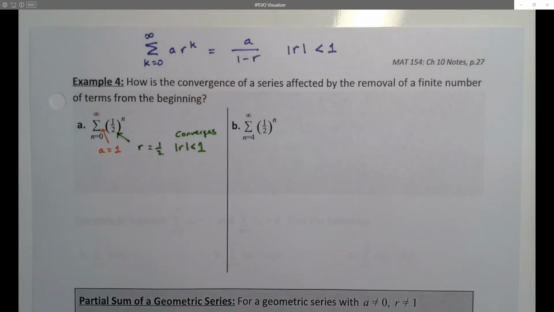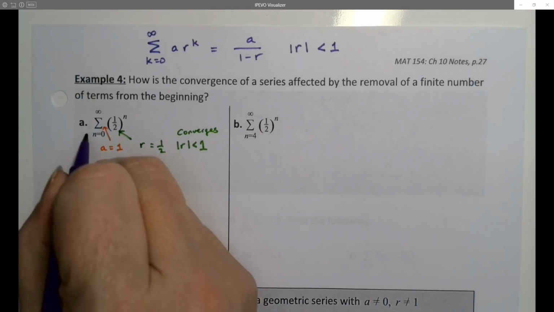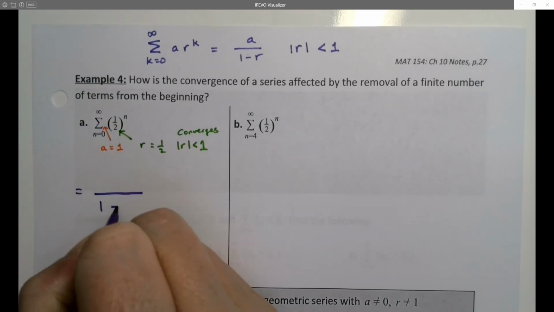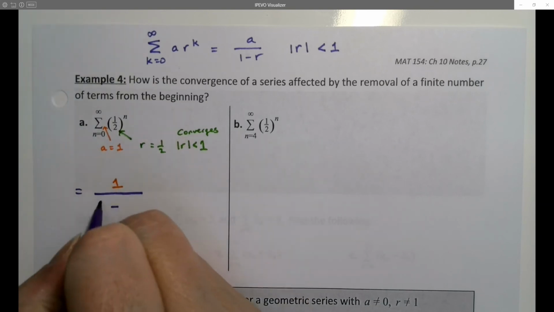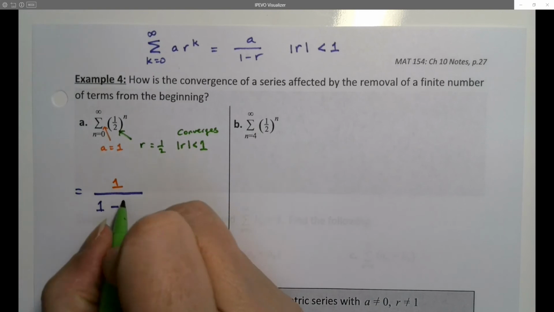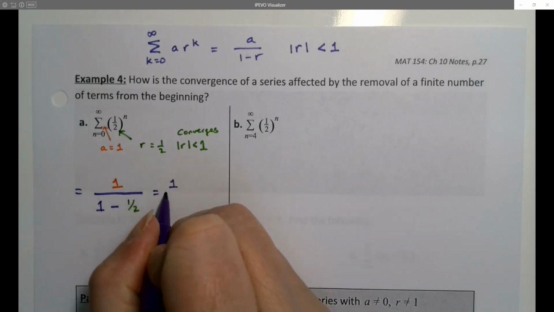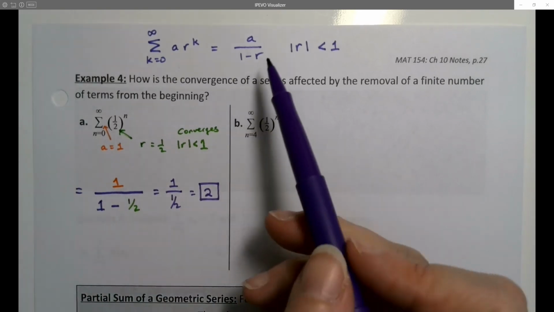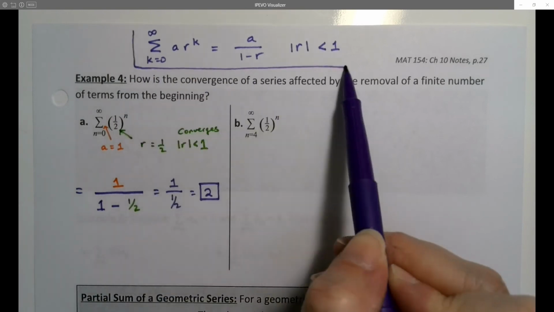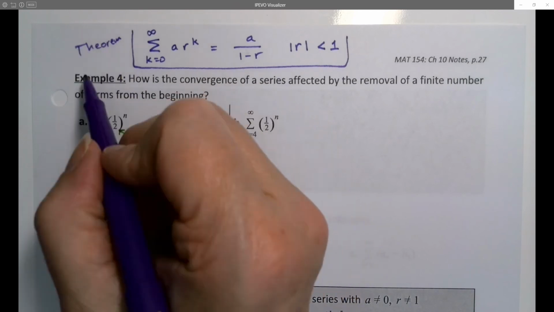Wonderful. Okay, so that means that I know that this will follow that formula. And so it will be a over 1 minus r. So this series right here is a, which is 1, over 1 take away r, which is a half. So that would be the same as 1 over a half, which is 2. No problem, right? Follows that theorem beautifully. So this is the theorem that we were following, which in our book was 10.7.